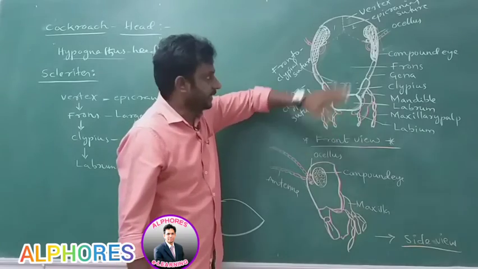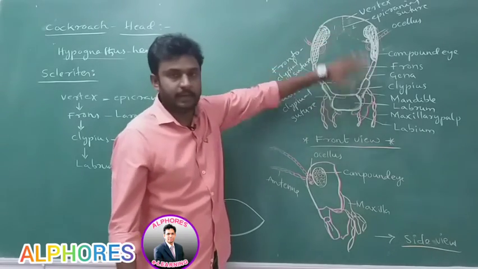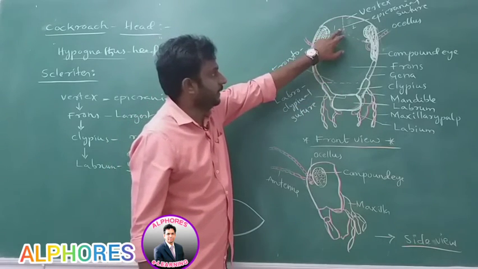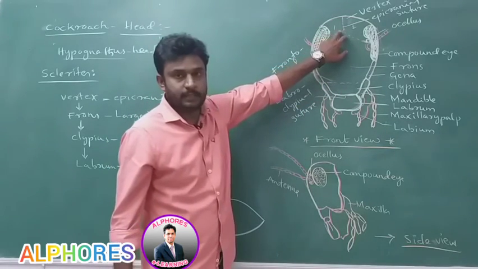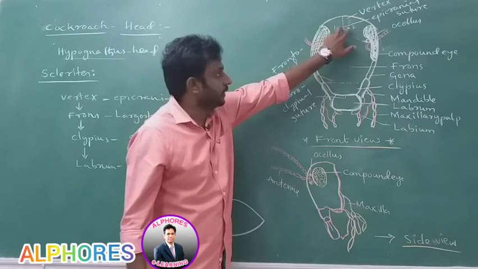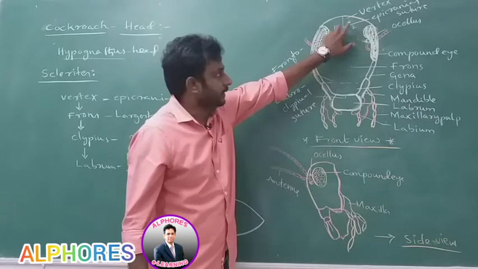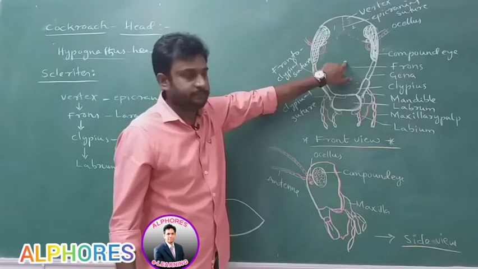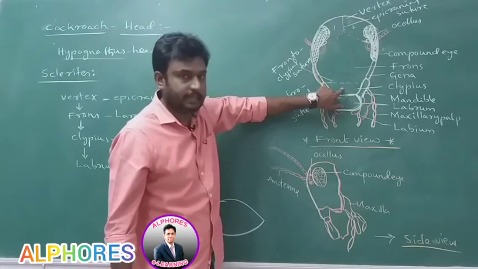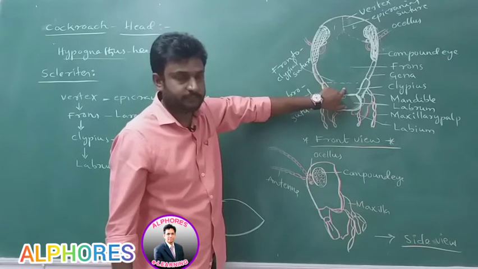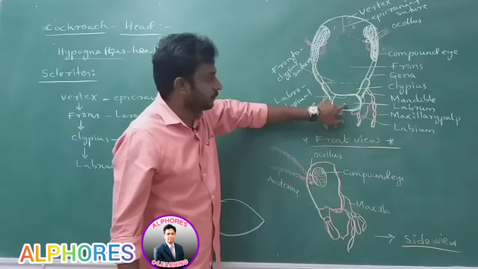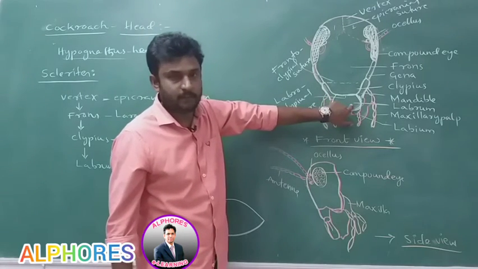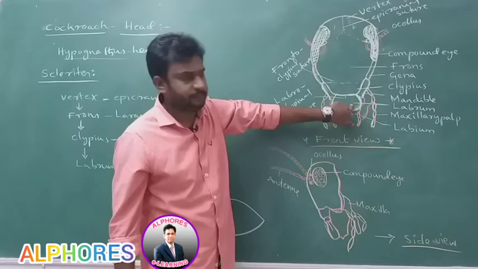Now try to understand what the parts are which form the head. The front side of the head is formed by, first, the vertex. Top of the head between the compound eyes is called vertex. Then just below the vertex there is a large part of the head which is called frons. Then below the frons there is a rectangular plate called clypeus. Then to the clypeus one movable segment is attached which is called labrum. Labrum is nothing but the upper lip.